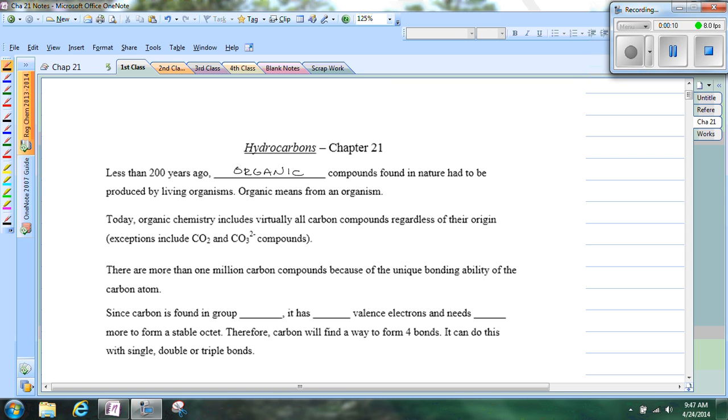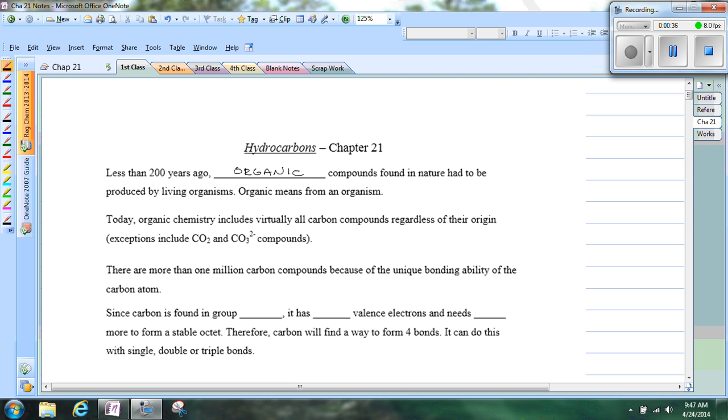Less than 200 years ago, organic compounds found in nature had to be produced by living organisms. Organic means from an organism. So plants, skin, oil, coal, anything like that was produced by living things.